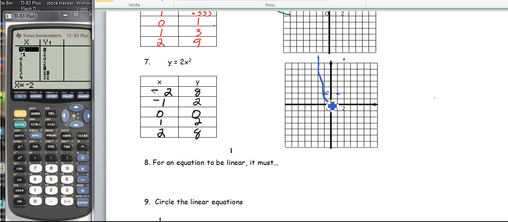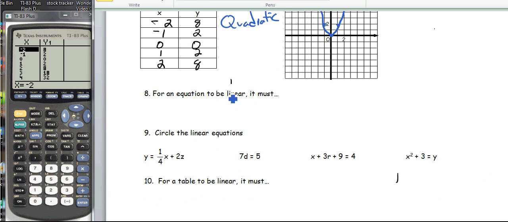So now, this again is not a straight line. So it is not linear. This is actually what we call a quadratic. And we can tell it's quadratic because it has this U-shaped graph.